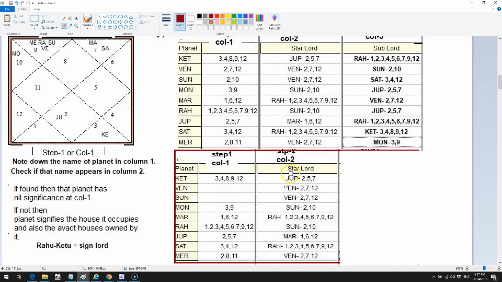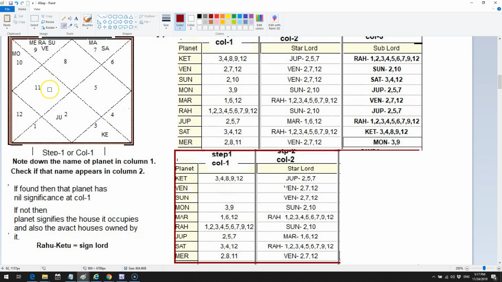And then let's look at Moon. We find that Moon doesn't appear over here. So what this rule says is, if not, then the planet signifies the house it occupies and also the vacant houses owned by it. Since the Moon is not appearing in column 2 as the star lord of any planet, we'll apply the rule that says that planet signifies the house it occupies.